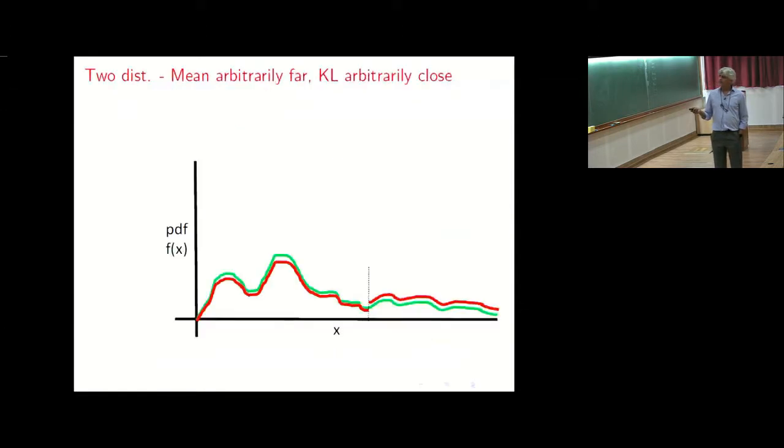So here, the idea is, okay, green is your true distribution. Now you just take some mass from the beginning and throw it in the end. This is the red distribution that you get. And you choose this point and this mass carefully, and you can achieve the fact that the means are arbitrarily far and Kullback-Leibler distances are arbitrarily close.